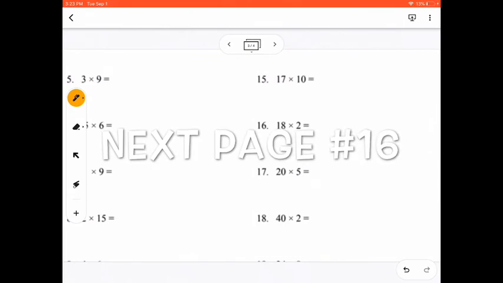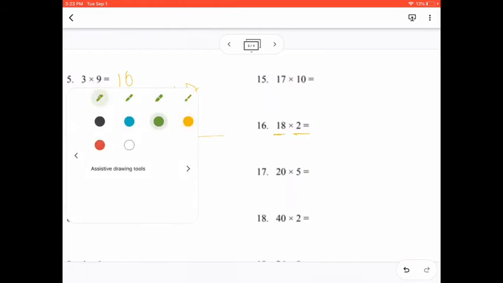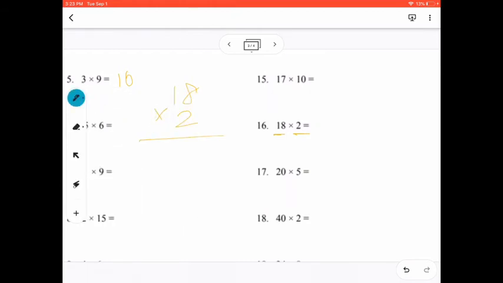And number 16 is 18 times 2. So you're multiplying a 2-digit number by a 1-digit number. Let's show our work. 18 times 2. You first go over to the ones place. You multiply the ones place first, up and down. That's our first step. 8 times 2 is 16. So you put 6 right here and 1 on the top.